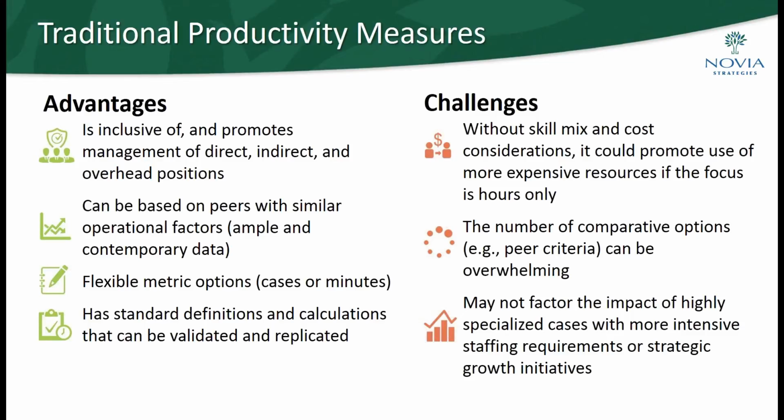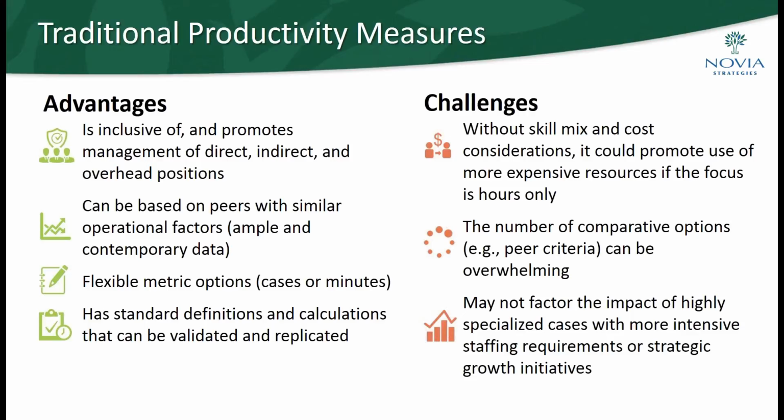Now, the challenges related to traditional productivity measures, the first one is around skill mix. So if you are just using the hours per unit of service as your metric without any considerations for skill mix, then that could present a problem where you might have heavier skill mix that's oriented towards more expensive resources. So balancing just the hours with the cost is how you would address that challenge.